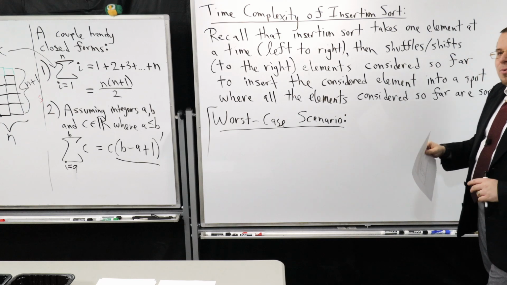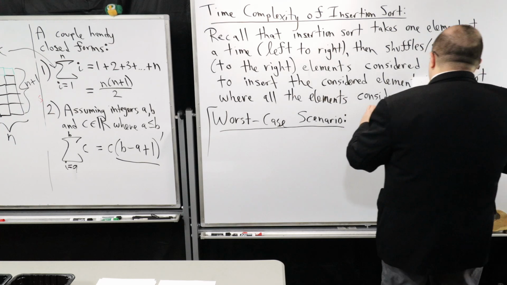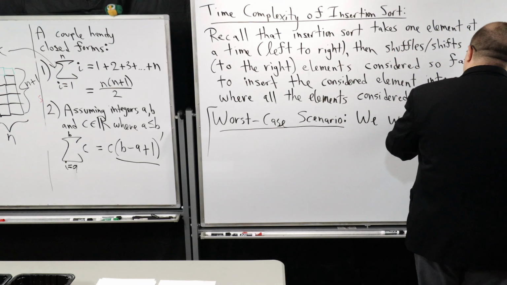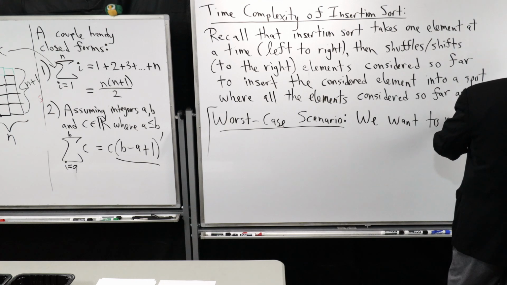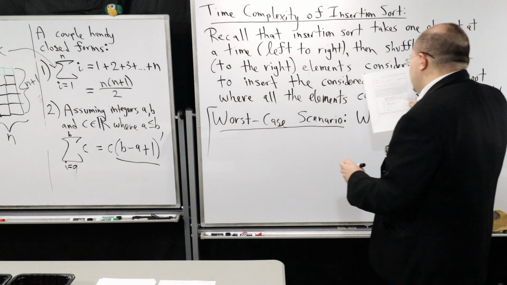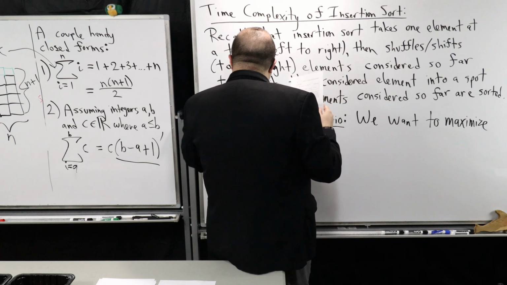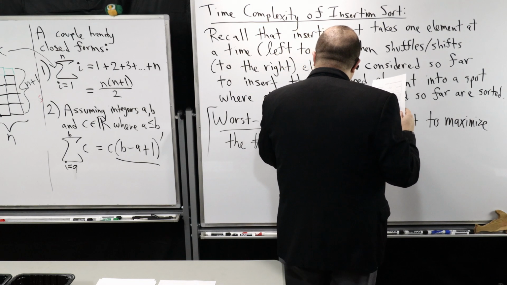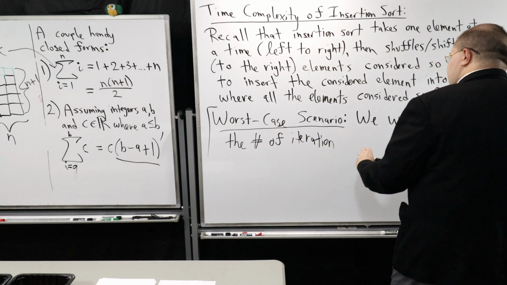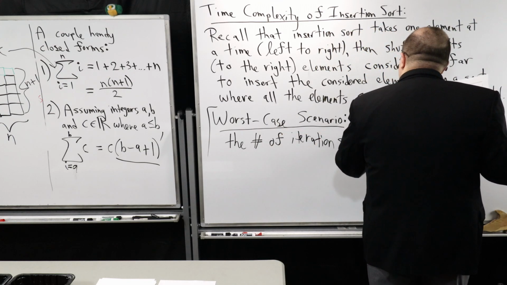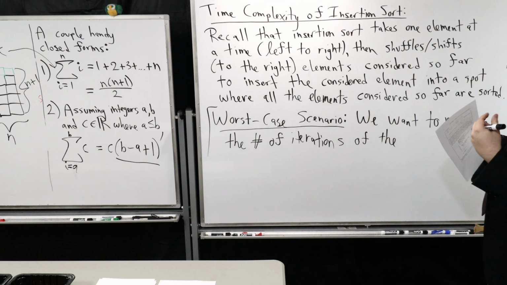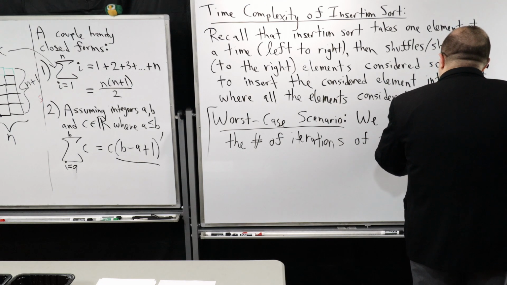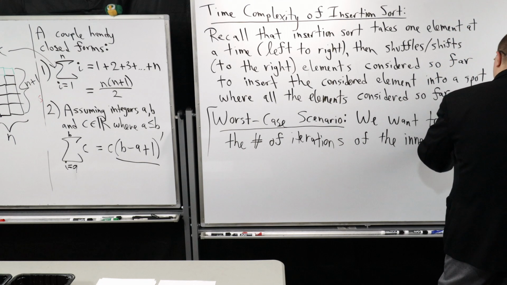We're going to see that when we play around with the analysis. So we want to maximize the number of iterations. We're going to see the algorithm very shortly here, but I thought I would talk about this first. The number of iterations of the innermost loop, because that's the loop that has varying behavior. I'll write down what that is shortly. Innermost loop.